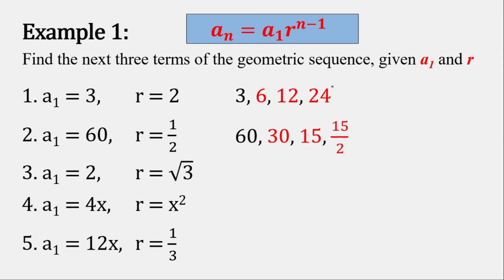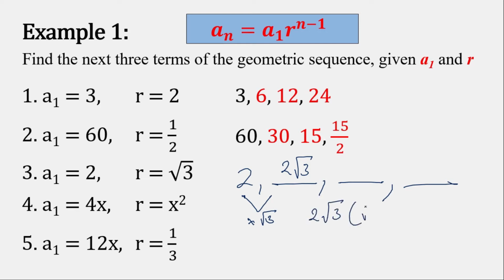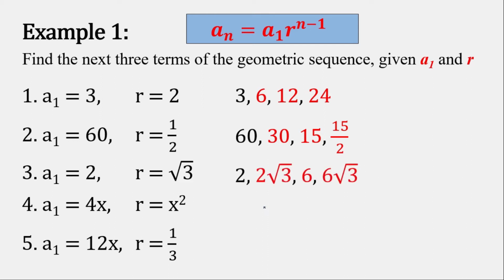On number 3, we have 2 for our first term. So 2 multiplied by root 3, we have 2 root 3. Now 2 root 3 multiplied by square root of 3, we can get 2 square root of 9. Since 9 is a perfect square, we can say that 2 times 3, because 3 is the square root of 9. So 2 times 3 is 6. Then the next term is 6 root 3. So that's how we get the answer for this.